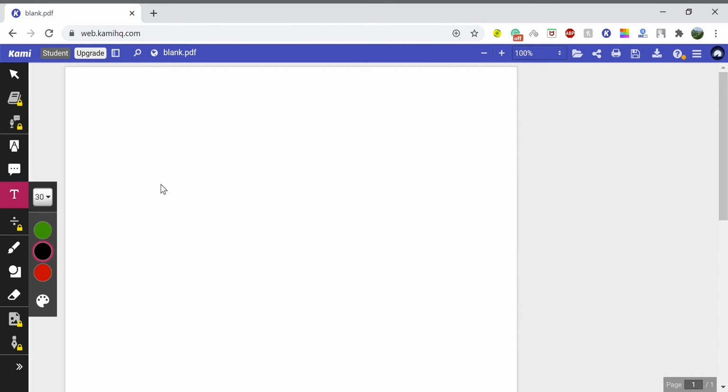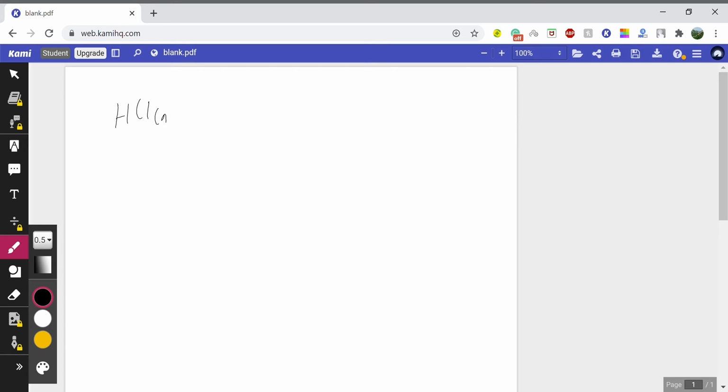Hi, to start off with this new unit, we're going to first review the equilibrium that we learned in honors chemistry. Now, in honors chemistry, we learned that if a reaction goes to completion, a one-way arrow is used to show the reaction, like HCl gas makes H+ aqueous plus Cl- aqueous.